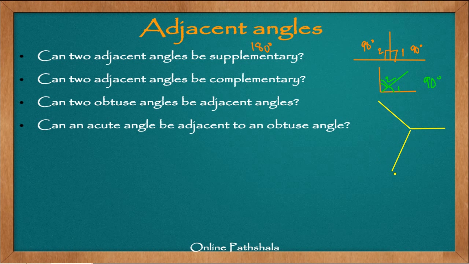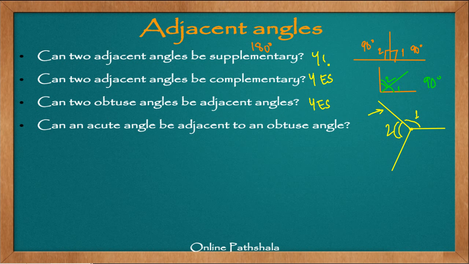Now if you do see, these are still adjacent angles. This is a common vertex. Okay, this is a common arm, and if we measure this, let's say this is angle 1 and this is angle 2. So yes, these are two obtuse angles, and they are adjacent to each other. So yes, two obtuse angles can be adjacent to each other. So now let me just write yes to this, yes to the earlier one, and yes to the first question.